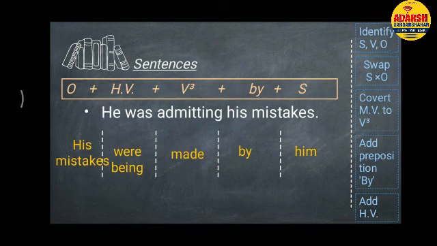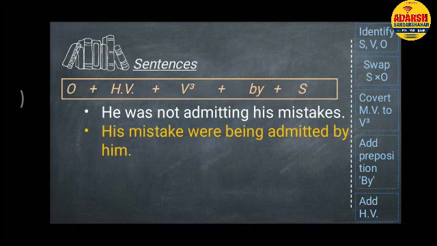Now let's combine our sentence. So here you can see our passive is ready, which is: his mistakes were being admitted by him. So we have done two sentences here. Now let's do an exercise.